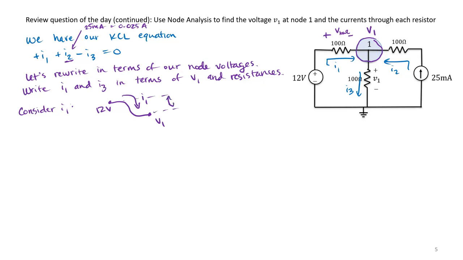We know that the voltage we see in current I1 is going to be equal to the voltage across that 100 ohm resistor, and it's going to be equal to 12 minus V1, because I start at 12 volts. My current is flowing into V1, so I must be losing 12 minus V1 volts across that 100 ohm resistor. I also know my resistance is 100 ohms. Therefore, my current I1 must be equal to 12 minus V1 divided by 100 ohms.